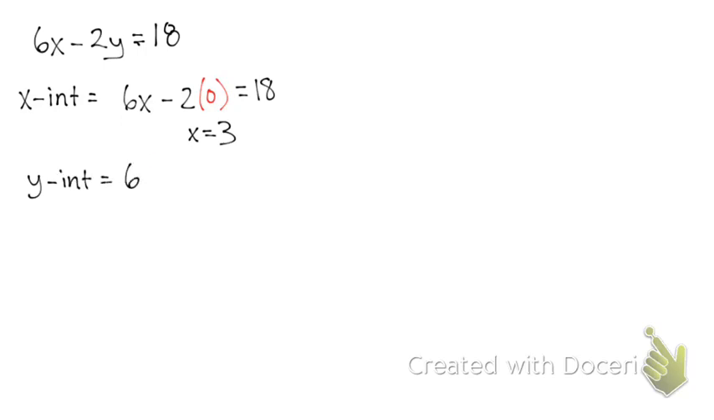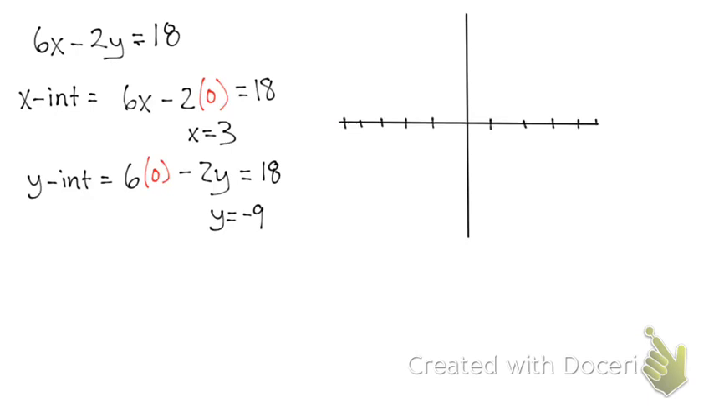The y-intercept, we're going to plug in 0 into x, and then go through and solve for y. 6 times 0 is going to be 0, so that goes away. From here, we divide both sides by negative 2, so y equals negative 9. So we'll draw our graph.